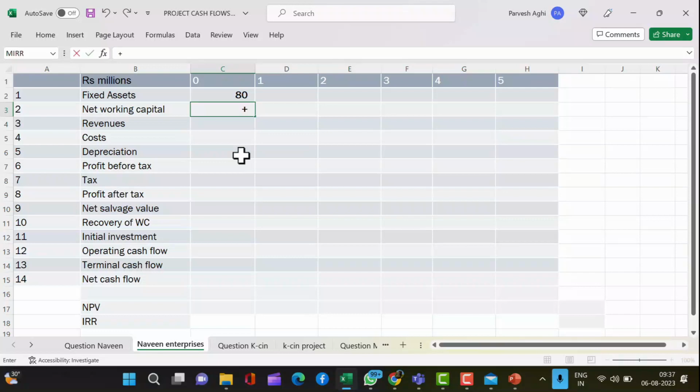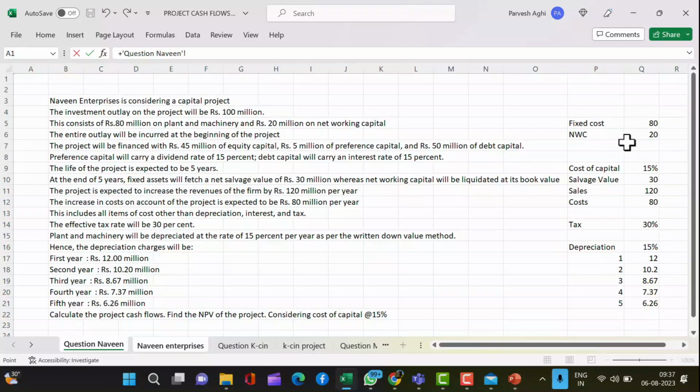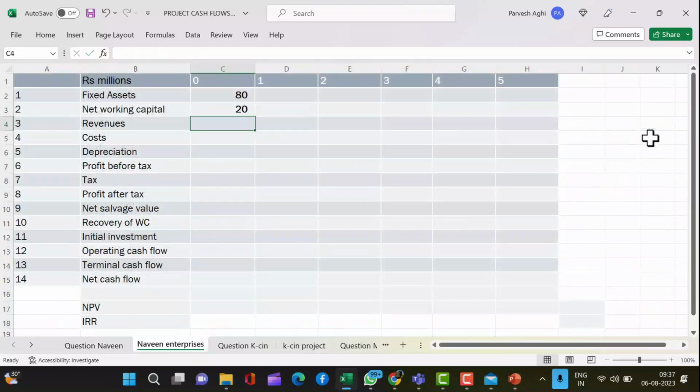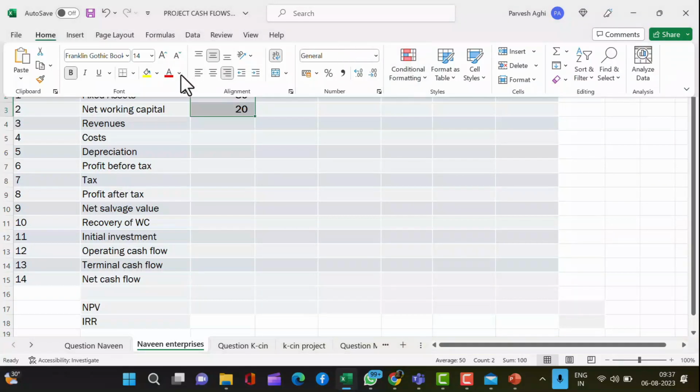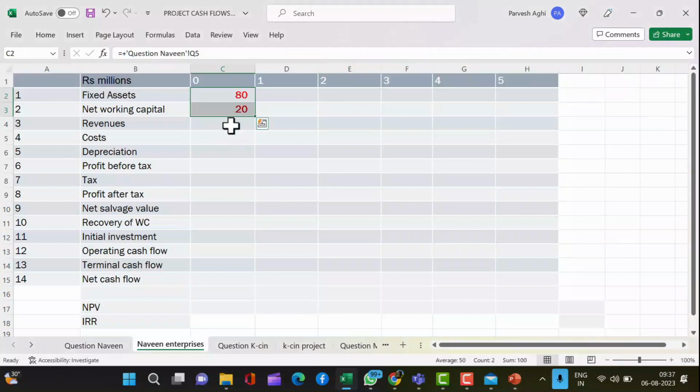Net working capital, which is given as 20. So all the money the company is going to spend upfront is 80 and 20. The company is going to spend everything immediately, so I'm just going to make it red. This is basically cash outflow, the money which the company is going to spend. This is year zero. In year zero, the company is going to spend 80 and 20 million.